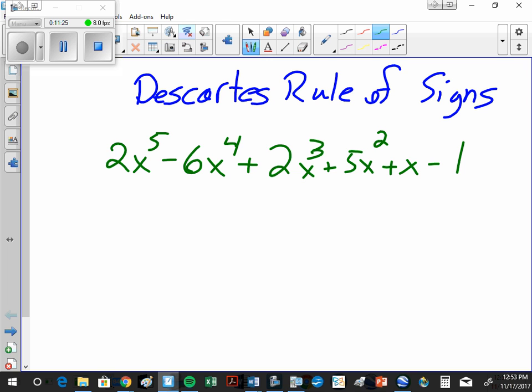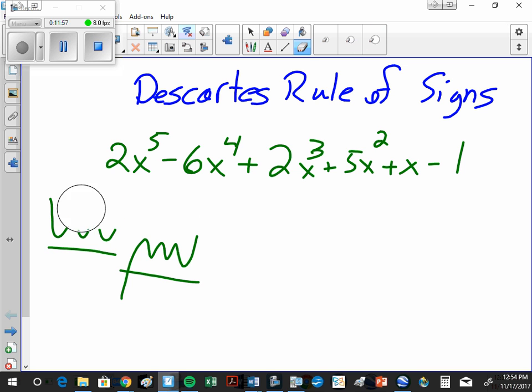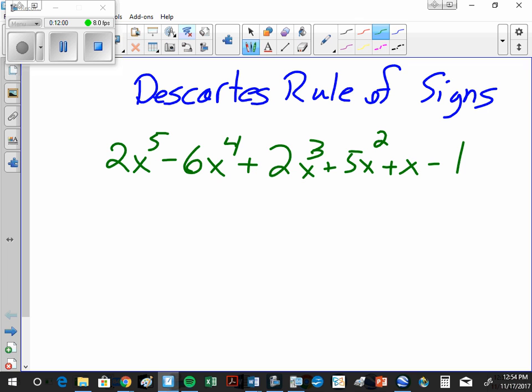So this graph can hit the x-axis 5 times. Does it have to hit 5 times? No, it might hit it 4 or 3 or 2 or 1, and it can't hit it 0. Why can it not hit 0? Because it's an odd number, right? And an even number is going to look like this, and an odd number is going to look like this. Does that one have to hit the x-axis? No. Does this one have to hit the x-axis? At least once.